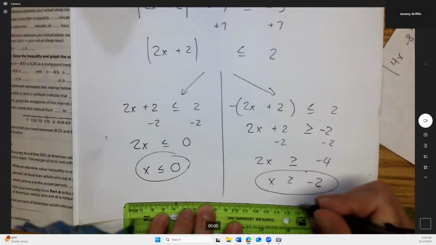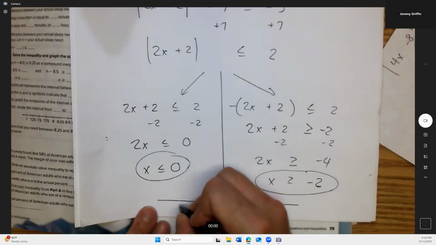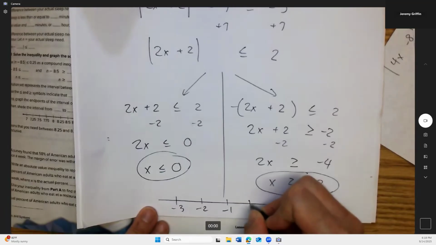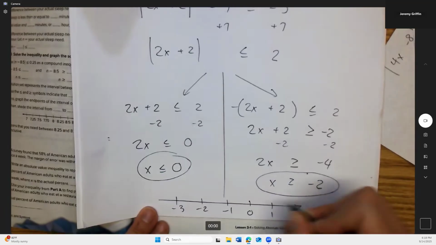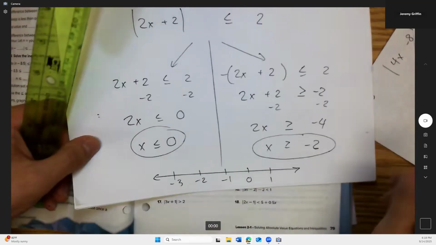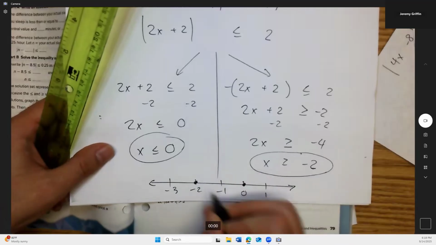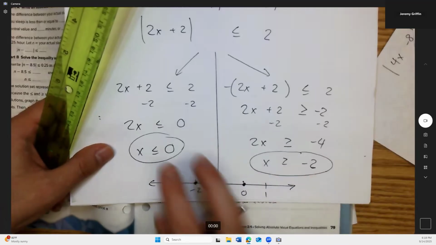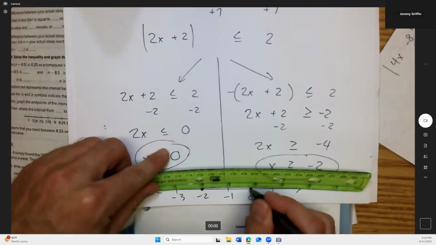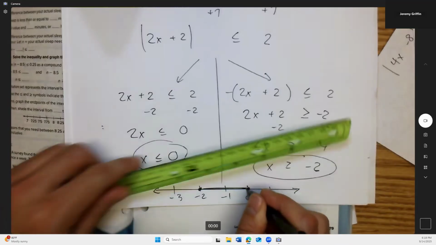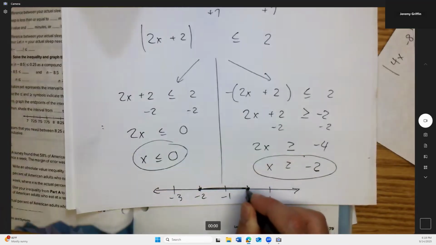On a number line, that would go negative 3, negative 2, negative 1, 0, 1. So 0 works, negative 2 works. Anything bigger than negative 2 and smaller than 0. That's all this bit right here. On a number line, it's like that.